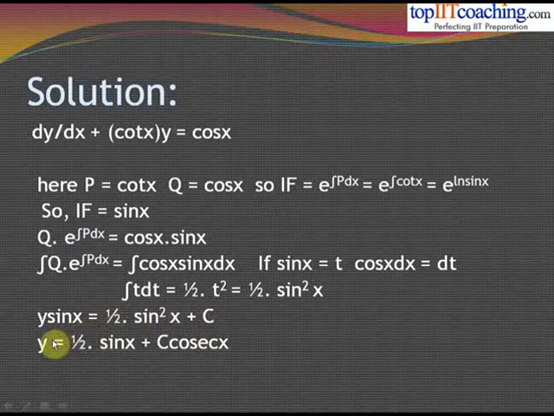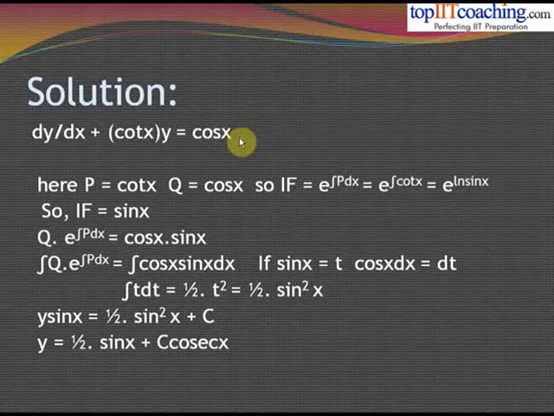Or we can write y equal to 1 by 2 into sin x plus c times cosec x. Thus this is the solution of the differential equation dy by dx plus cot x into y equal to cos x. So what we have done here is we have multiplied it with the integrating factor. The integrating factor becomes sin x, and through that we have solved this differential equation.